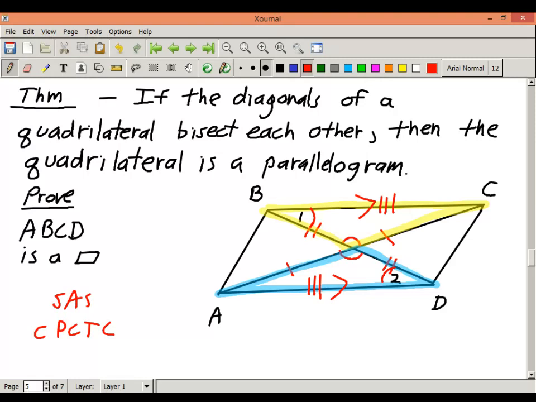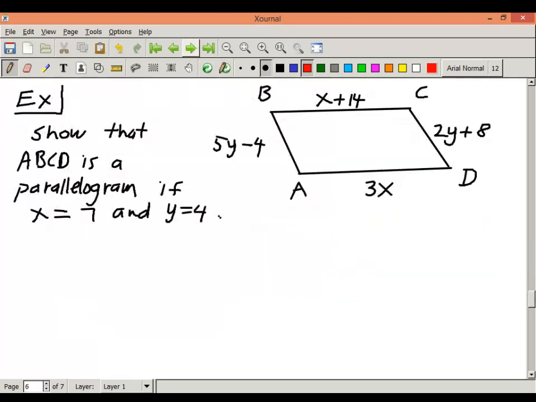So now we know that if the diagonals of a quadrilateral bisect each other, then the quadrilateral is a parallelogram. Okay, let's look at our two examples, and then we'll wrap it up here.